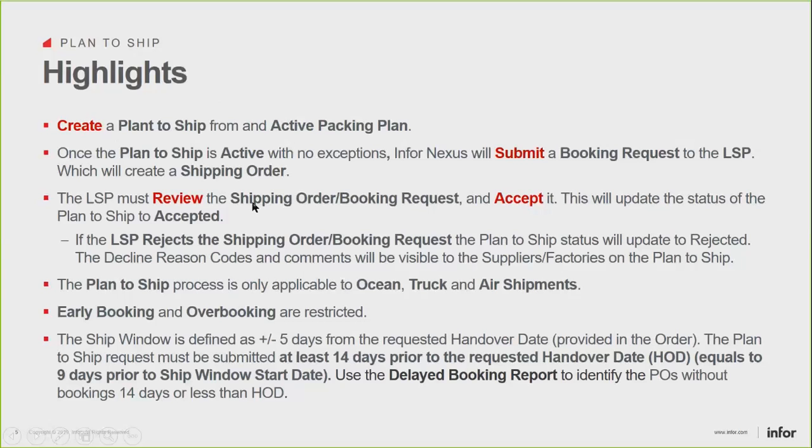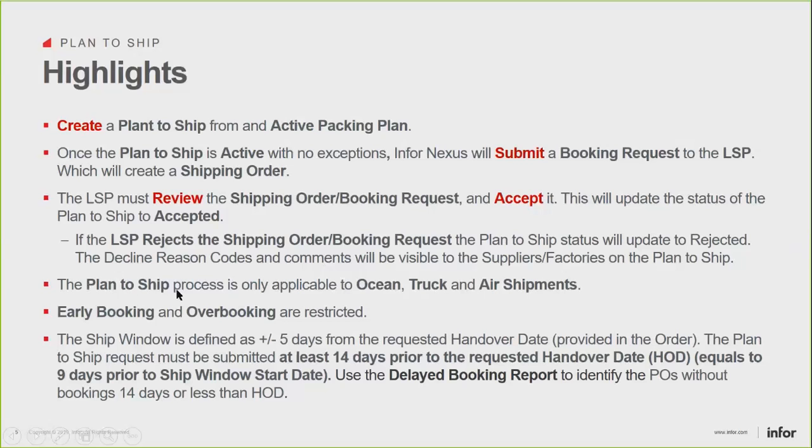Okay, ACS will accept the booking, then the plan to ship status will change to accepted. Or if ACS rejects the shipping order, then the plan to ship status will be updated to rejected. And the decline reason and the comments will also be provided on the plan to ship document.